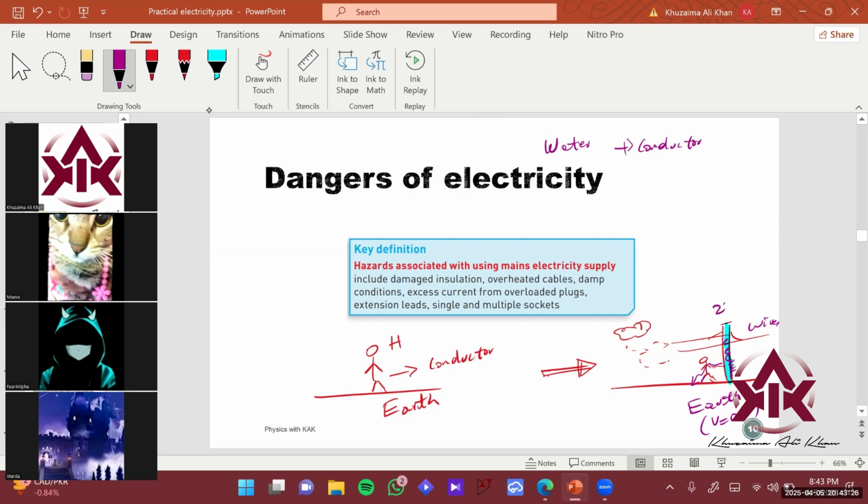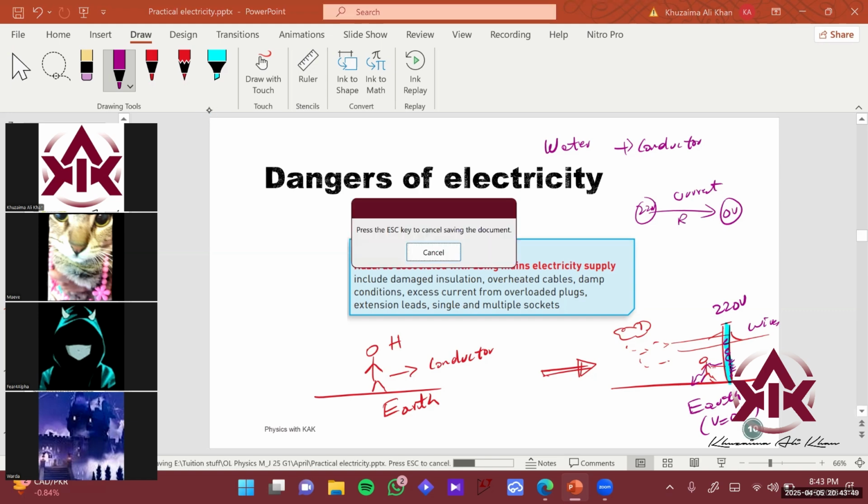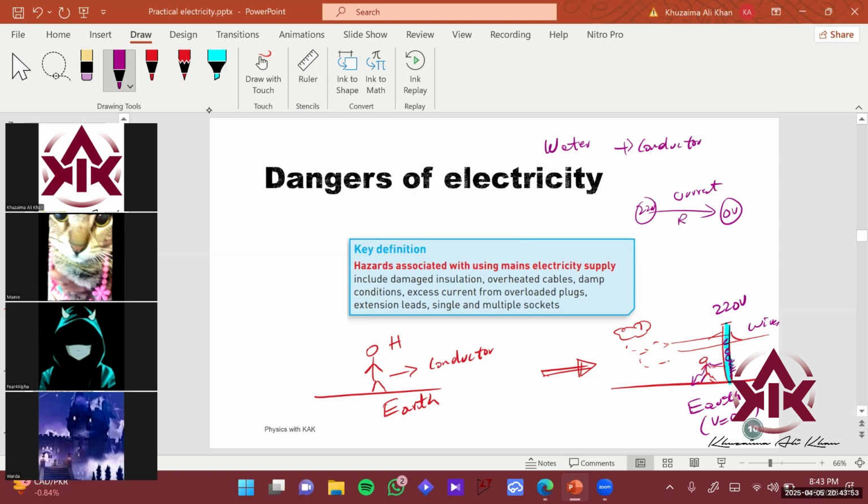Because this pole is at 220 volts, and current always flows from high to low voltage. Let's say you have 220 volts here and 0 volts here. So your body is just a medium, which has some resistance. So voila, Hamza will have an exemplary idea to check the concepts of physics, whether Sir Khuzaima was right or not.